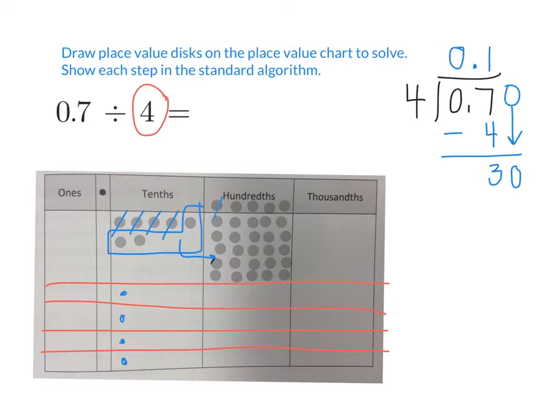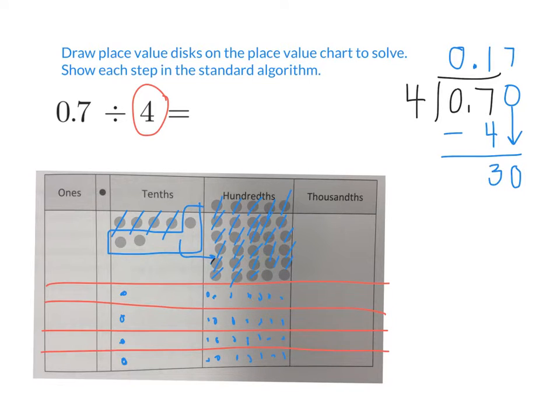Okay, now let's share them. 1, 2, 3, 4. There's one group of 4. Draw one disc into each group. Another group of 4. 1, 2, 3, 4. Another group of 4. And we'll continue this until we run out of groups of 4. How many groups of 4 could we put into each group? 7. Okay, and it's 7 in what place? So let's record a 7 in the hundredths place.